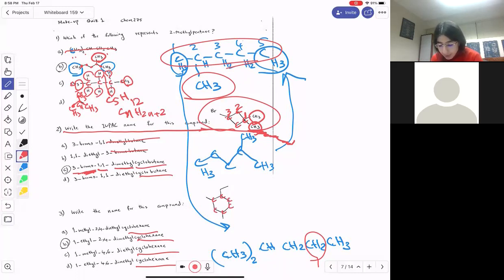So here we start with the one that is alphabetically prioritized. We have methyl, ethyl, methyl. So we start here, right? So we say 1, and then we want to encounter the second branch sooner. 2, 3, 4, 5, 6. So we say 1 ethyl, 2 and 4 dimethyl.